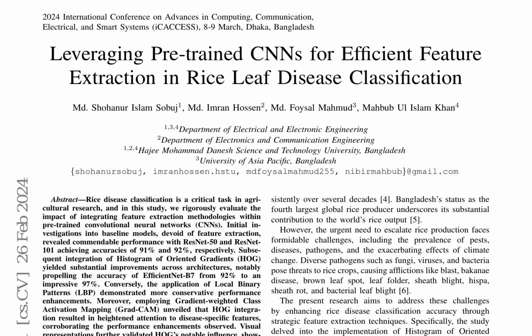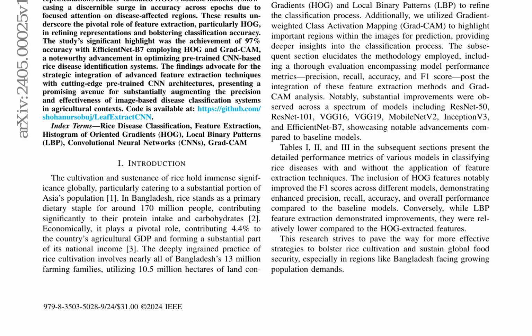The methodology involves evaluating model performance metrics, including precision, recall, accuracy, and F1 score, following the integration of HOG and LBP feature extraction and Grad-CAM analysis. Notable improvements were observed across various models, including ResNet-50, ResNet-101, VGG16, VGG19, MobileNet v2, Inception v3, and EfficientNet b7, demonstrating significant advancements compared to baseline models.